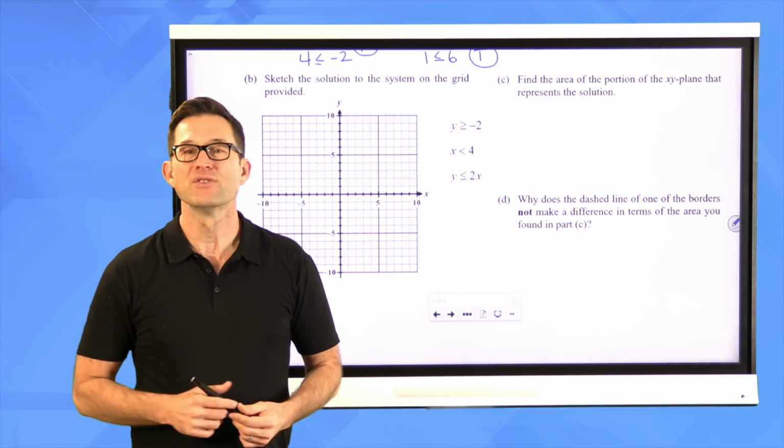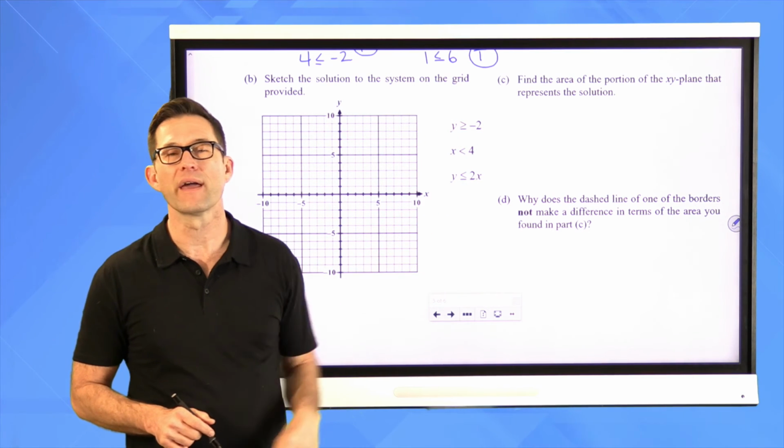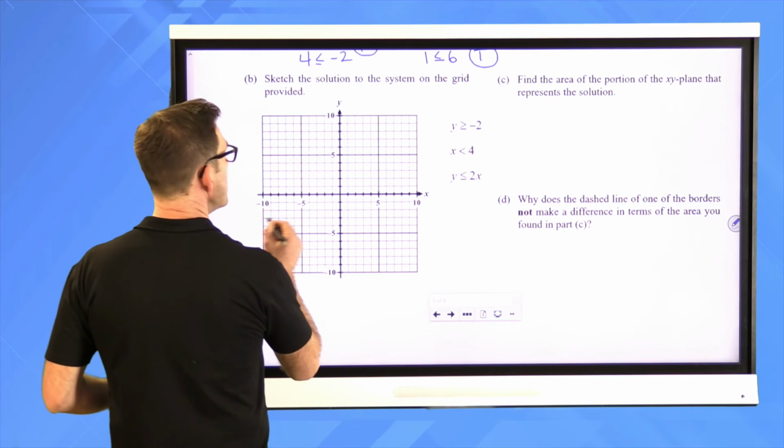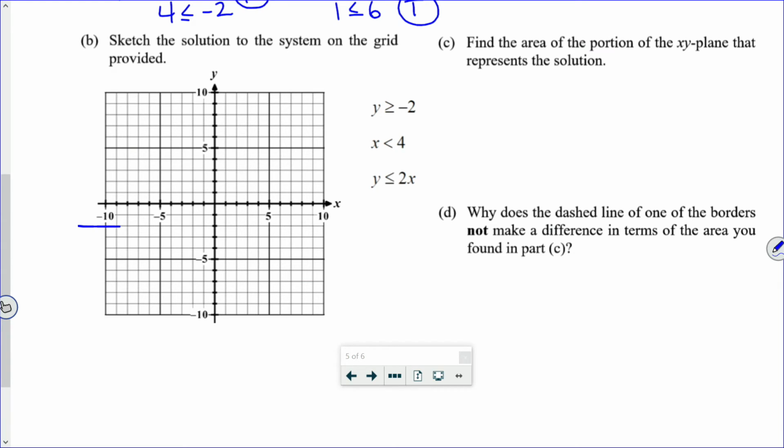All right, so first things first, y is greater than or equal to -2. The first thing I'm going to do is graph the line y equals -2. Now, because it's greater than or equal to, I'm going to draw that line in solid. Okay, there's my line y equals -2. I drew it in solid because of the equal sign there, and I want greater than -2. So that's going to be all of this up here.